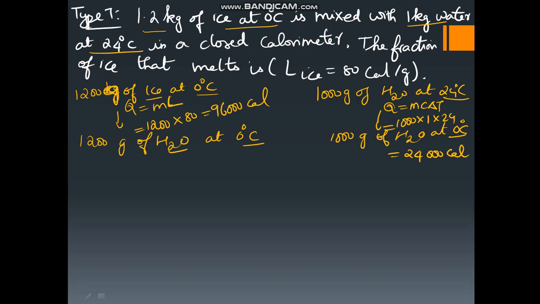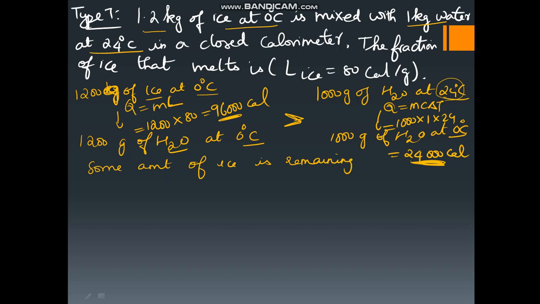After this, see here that this is 24,000 calorie and here 96,000 calorie. This is greater than this. So the water at 24 degrees Celsius cannot completely melt the ice. So some amount of ice is remaining.